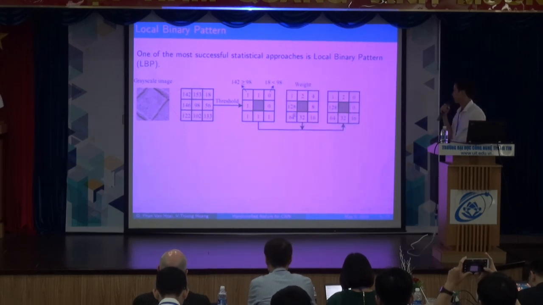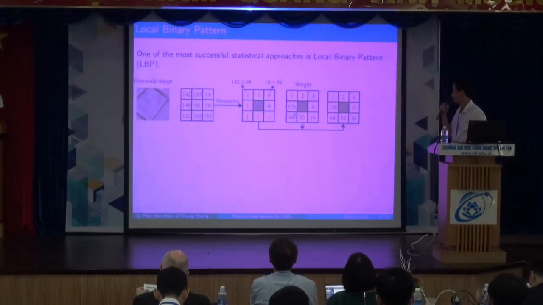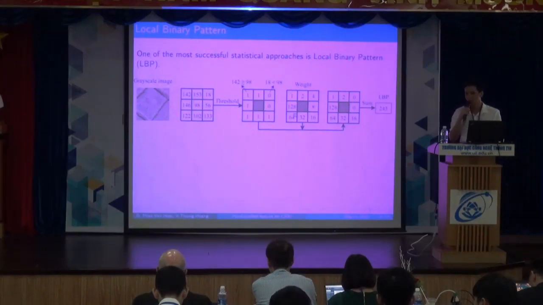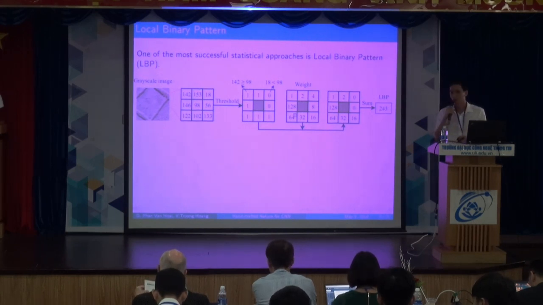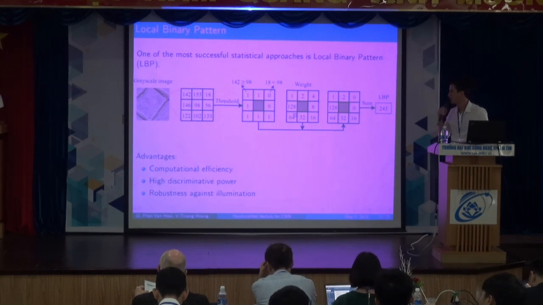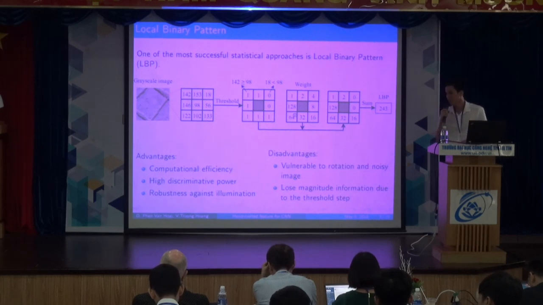Then the thresholded feature results are multiplied with a weight mask to produce the result. And lastly, they are summed to acquire the LBP values. The advantages of LBP are computational efficiency, high discriminative power, and robustness against illumination. However, it has some disadvantages, such as vulnerability to rotation and noisy images, and low magnitude information due to the threshold step as shown here.